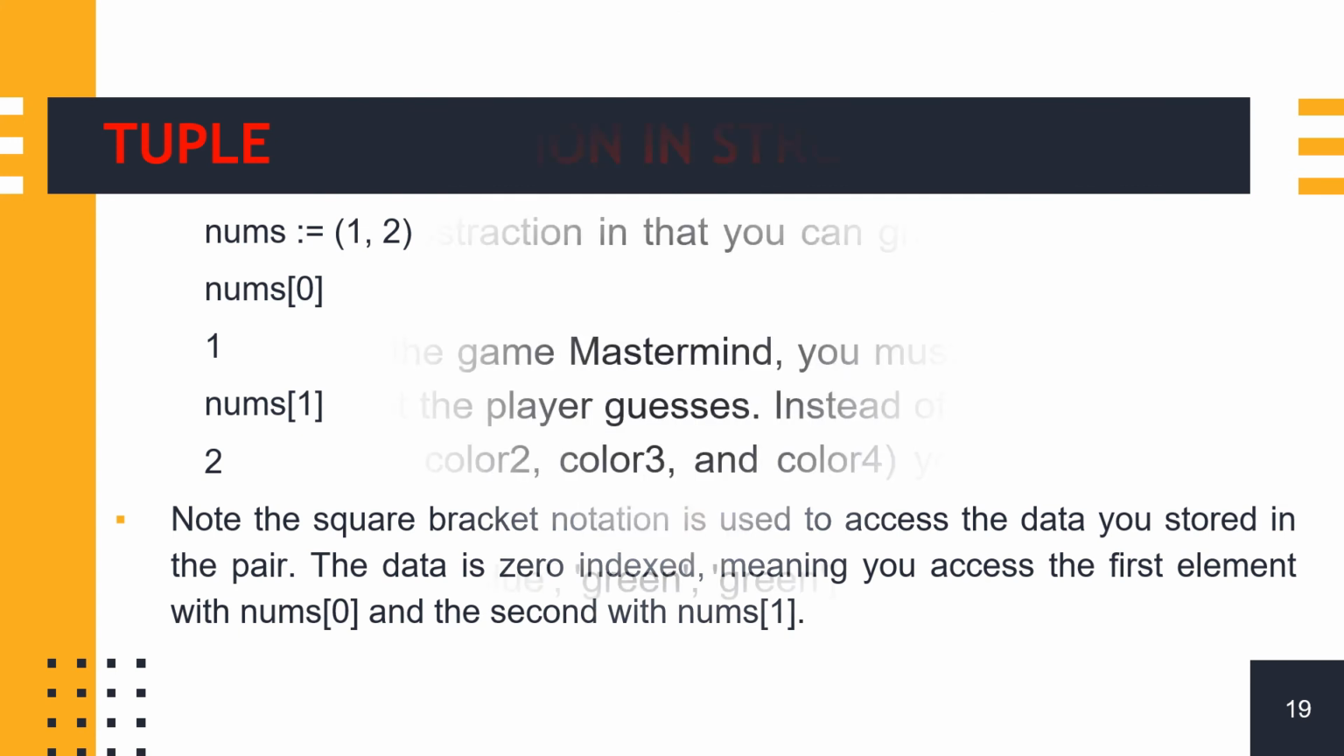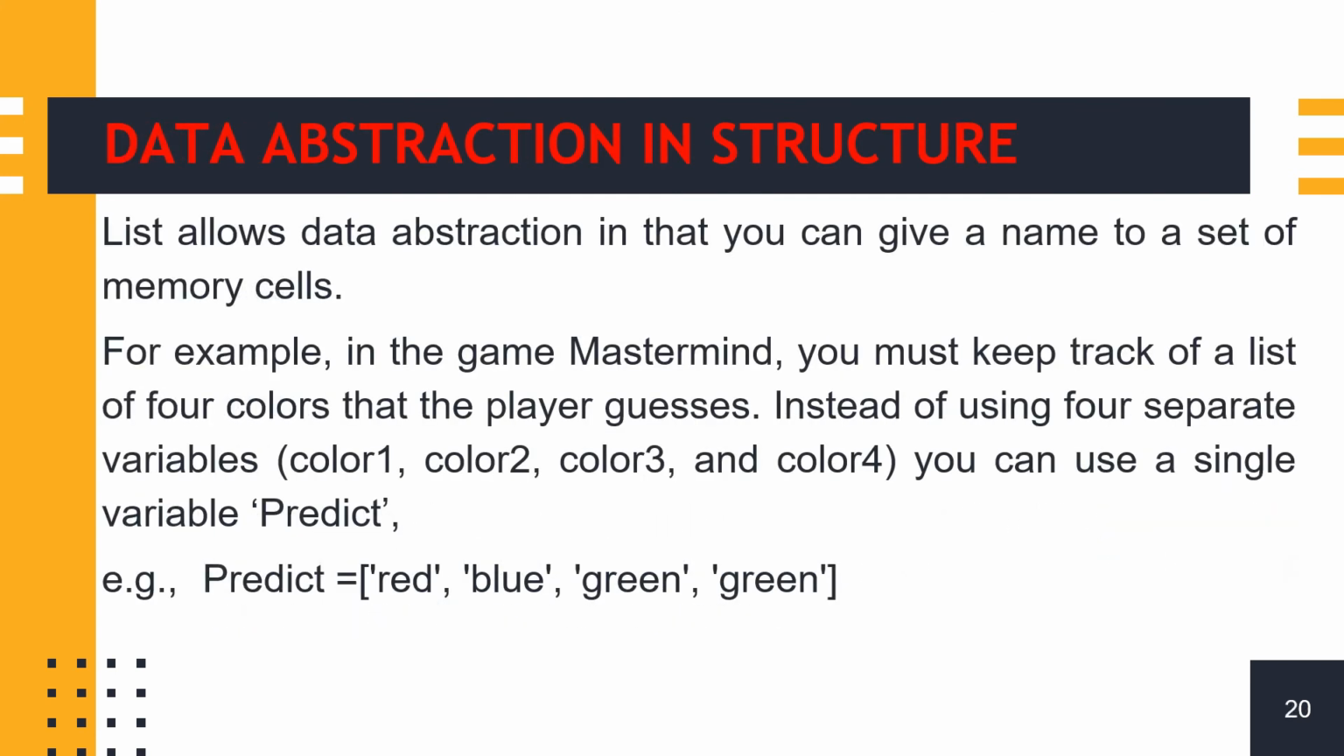Now a list allows data abstraction in that you can give a name to a set of memory cells. For example, in the game Mastermind, you must keep track of a list of 4 colors that the player guesses. Instead of using 4 separate variables, color1, color2, color3, color4, you can use a single variable predict, right? For example, predict equals ['red', 'blue', 'green', 'green'].